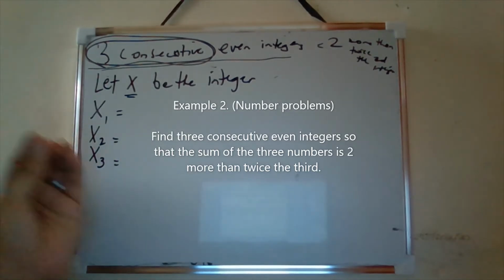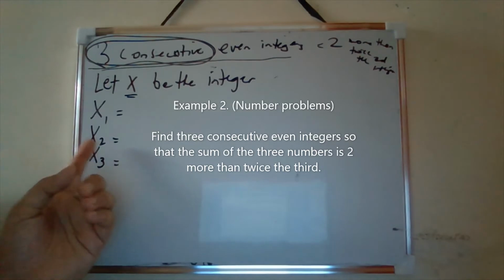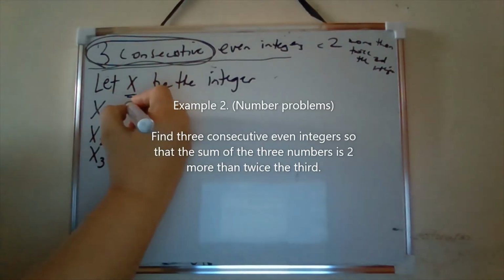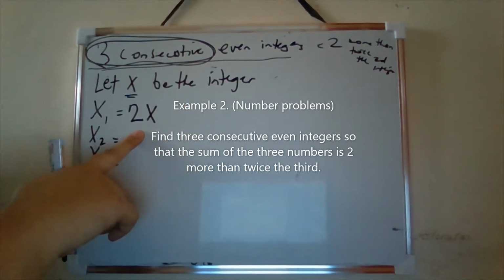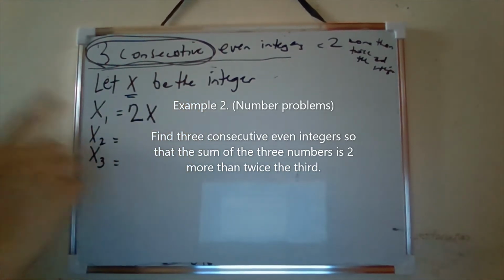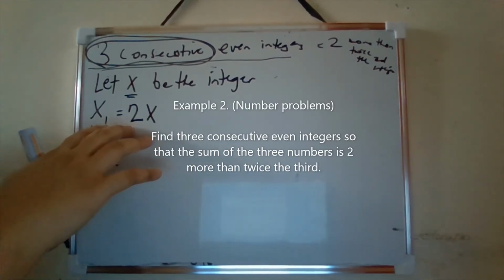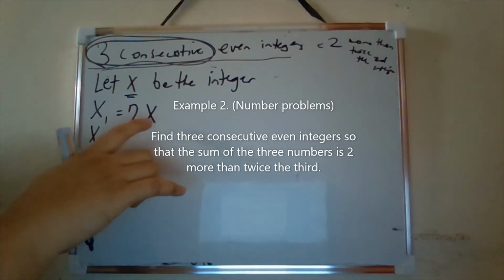Pag sinabing even, alam na natin na kailangan divisible yan by 2. So, in order for us to make it divisible by 2, dapat nakamultiply siya sa 2. So, si x sub 1, ang ano niya ay 2x. This will be your first equation. Si x sub 1, equivalent niya ay 2x.